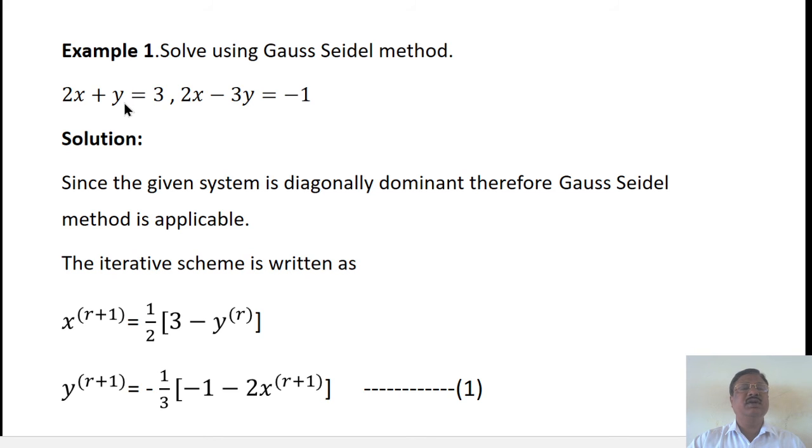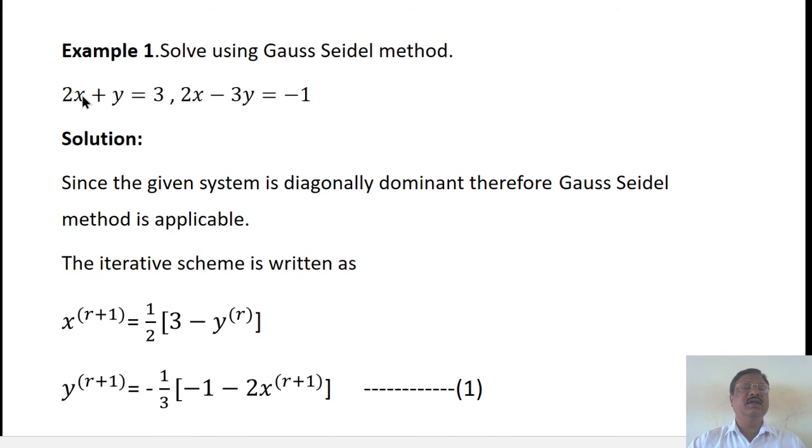Consider 2x + y = 3, 2x - 3y = -1. Now, if you observe, 2 is larger than 1, and the absolute value of -3 is greater than 2. Therefore, the system is diagonally dominant and the Gauss-Seidel method is applicable.